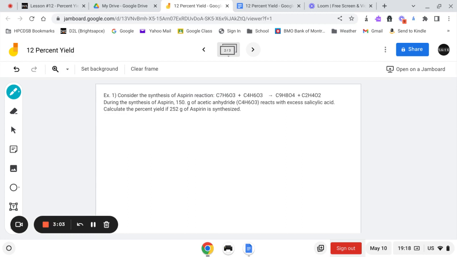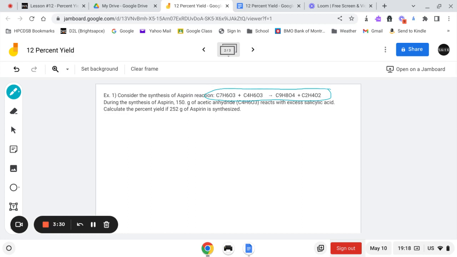It says, consider the synthesis of aspirin. Okay, aspirin is a painkiller. Some of you might take aspirin. If you don't take aspirin, maybe if you have a headache or you got some soreness, you might take Tylenol or ibuprofen or Advil. Those are all pain relievers, but aspirin is a type of pain reliever as well. So here is your formula or your reaction to make aspirin.